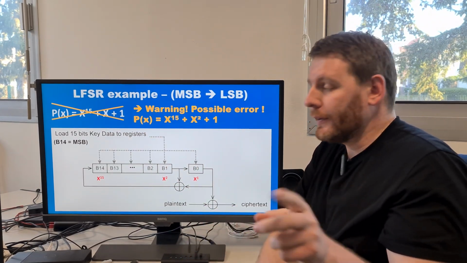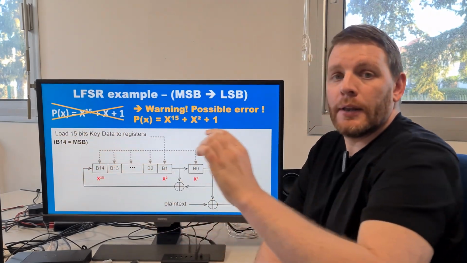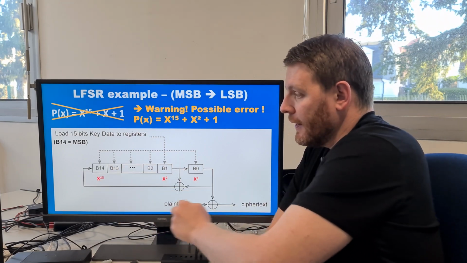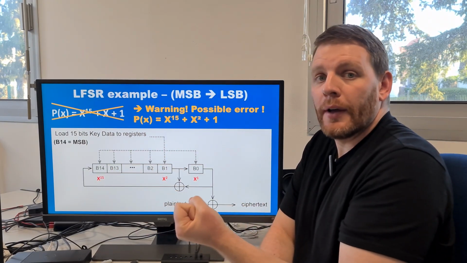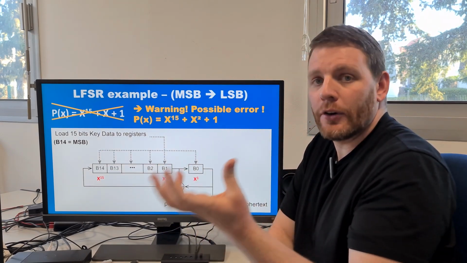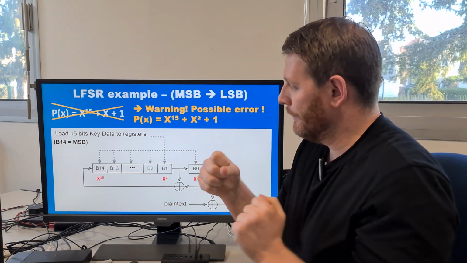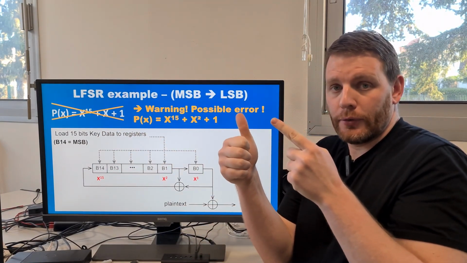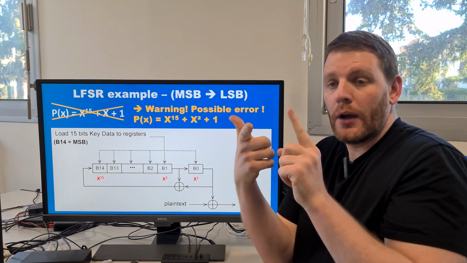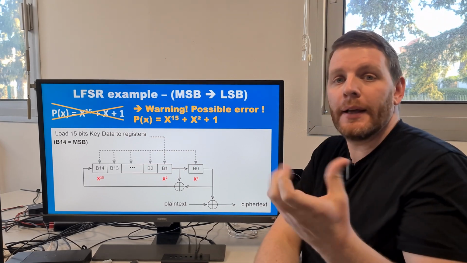This is important to see, because if somebody gives you only the polynomial to implement this LFSR, you will have an error and you will never get the correct data when descrambling or when scrambling it. So it's very important to add a test vector or a schematics when you give a polynomial for an LFSR.